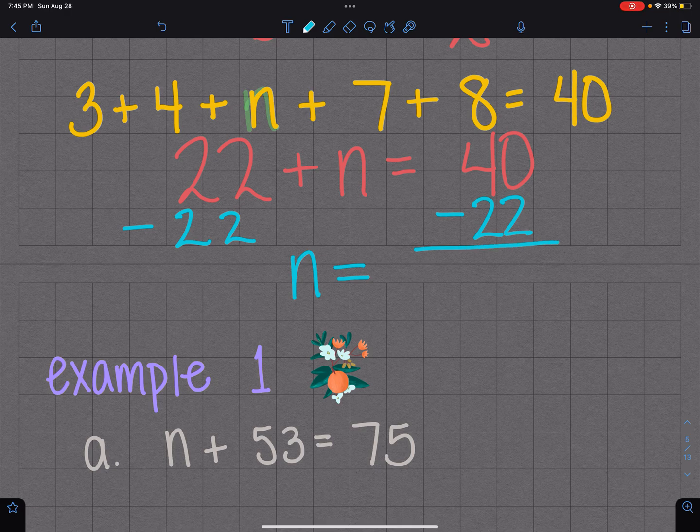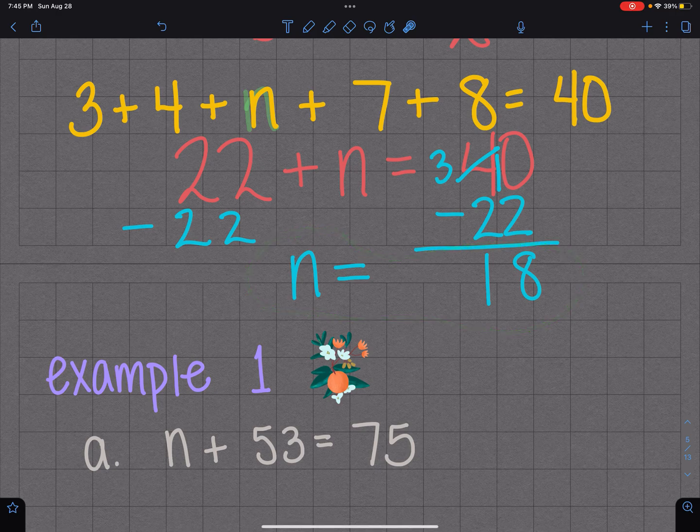So let's figure this out. Well, I can't do 0 minus 2 because I need to borrow. So let's change this 4 to a 3 and make that 0 a 10. 10 minus 2 is 8. 3 minus 2 is 1. So now I have n is equal to 18, and that's the answer.